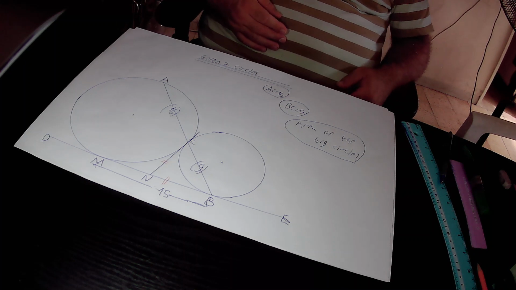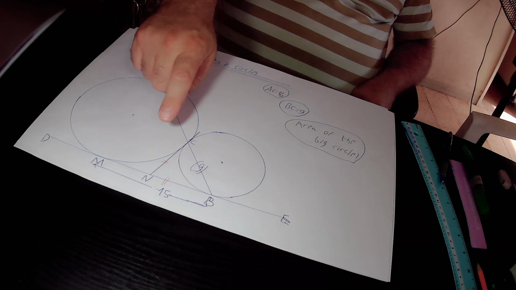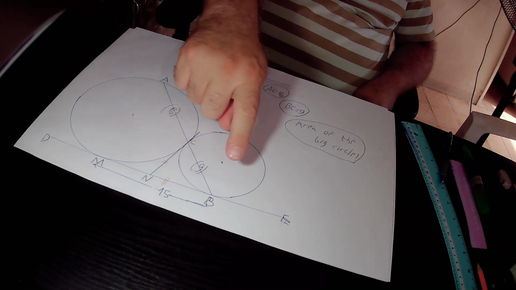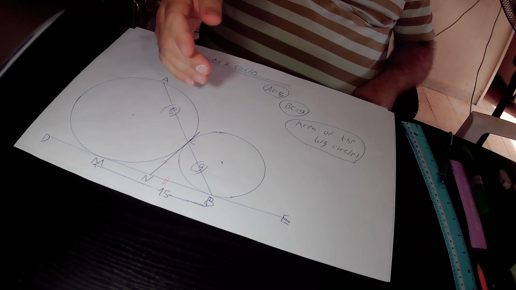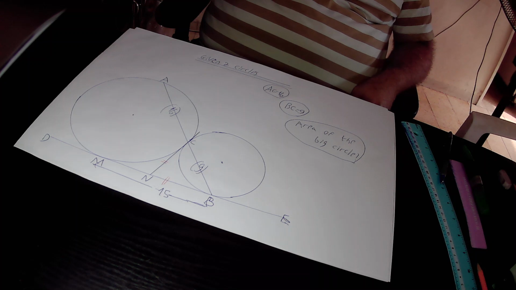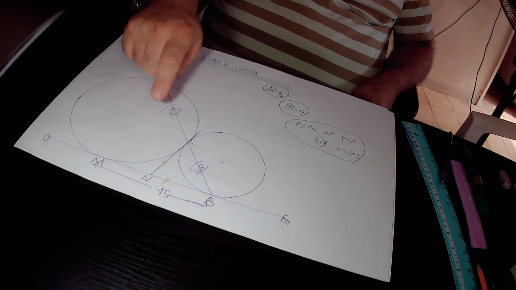Here, as I already mentioned, from the common external point, point N, we have two tangents to the small circle, tangent NB and tangent NC. And according to rule 2, they are equal to each other. That is to say, NB equals NC. In the next step, we join point C and M together by a side line.